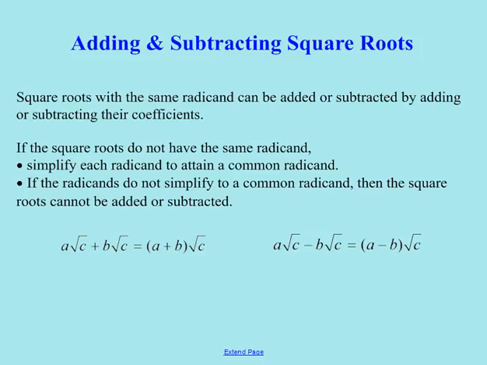Square roots with the same radicand can be added or subtracted by adding or subtracting their coefficients. Now you'll remember that the radicand is the number under the square root symbol. For example, if you have the square root of 4, 4 is the radicand.